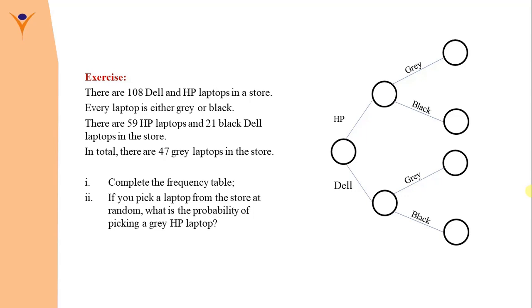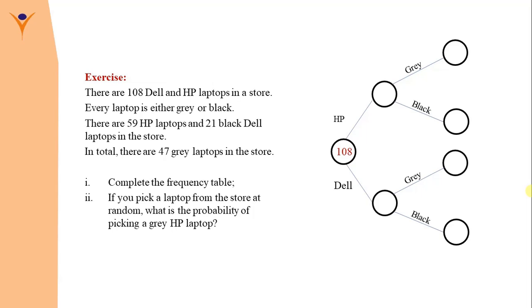It says there are 108 Dell and HP laptops in the store. So the first information there, we have the total number of laptops. So we can enter that there. Did you get that correctly? Now it says every laptop is either gray or black. Good. It says there are 59 HP laptops and 21 black Dell laptops in the store.